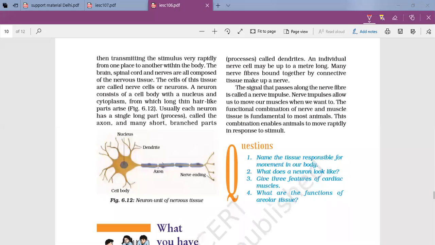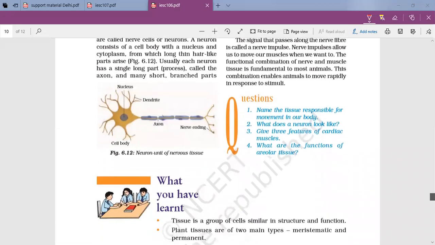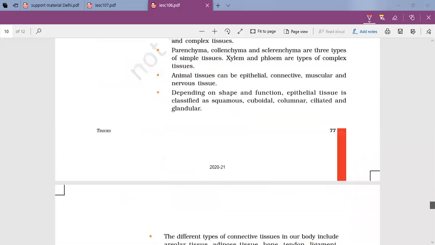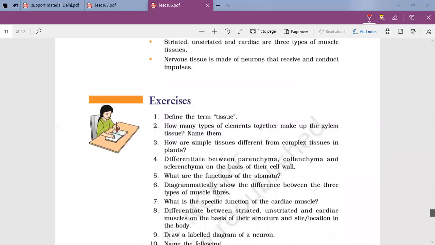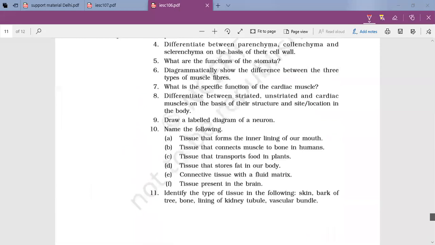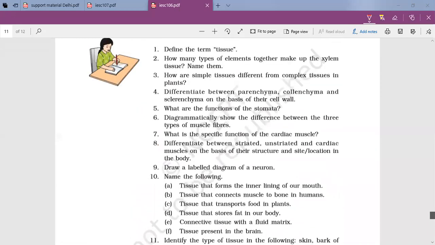Clear? That is the end of the chapter. So these exercise questions you have to finish. 11 questions are there. You have to finish these questions.